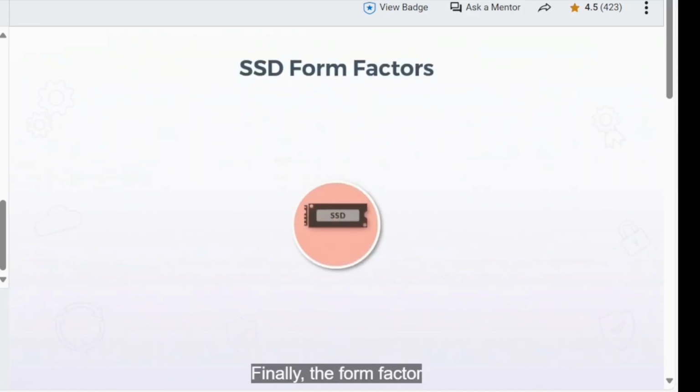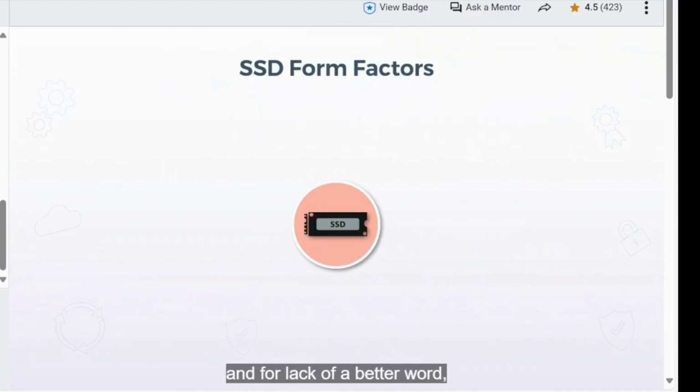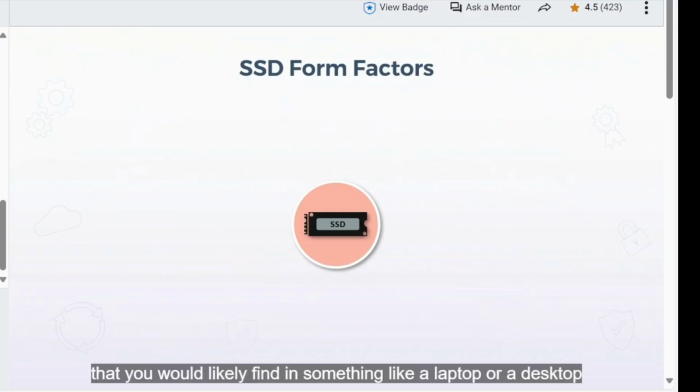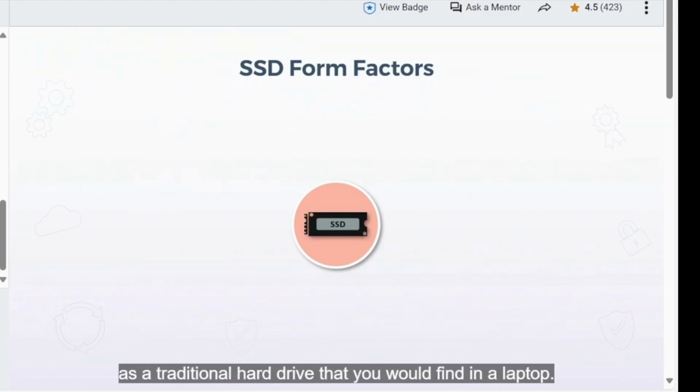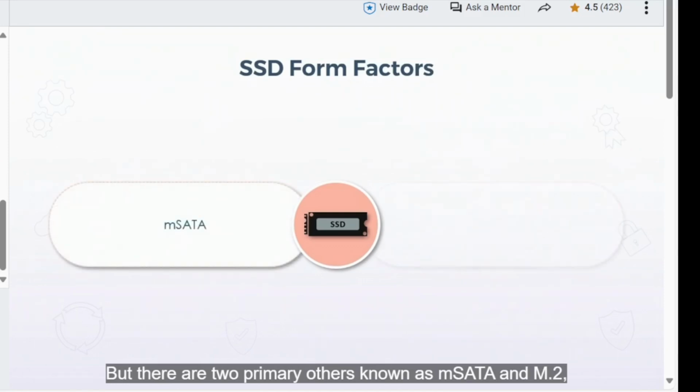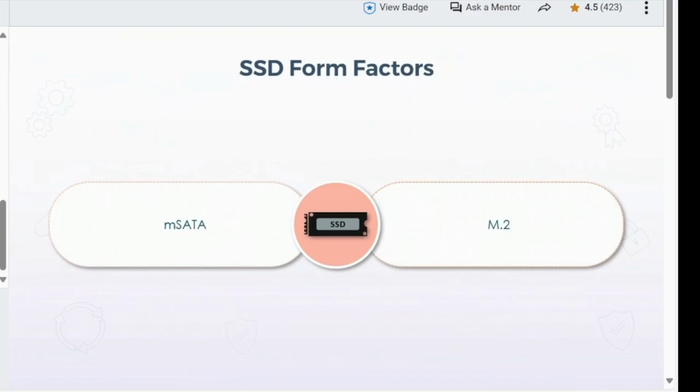Finally, the form factor refers to the actual physical size and shape of the device, and for lack of a better word, the standard or internal solid-state drive that you would likely find in something like a laptop or a desktop is simply known by its size of 2.5 inches, which refers to its width. Now, that's the same size as a traditional hard drive that you would find in a laptop. But there are two primary others known as M-SATA and M.2, which is usually just referred to as M2.